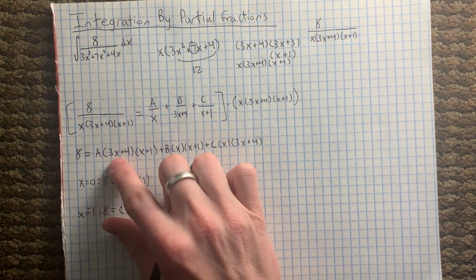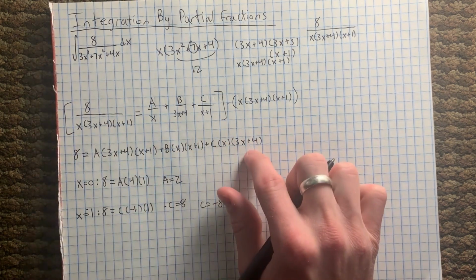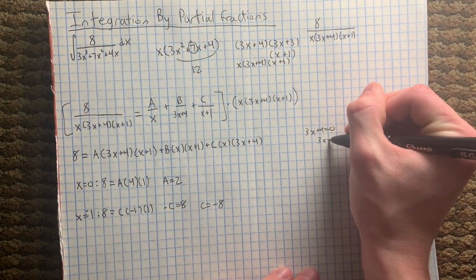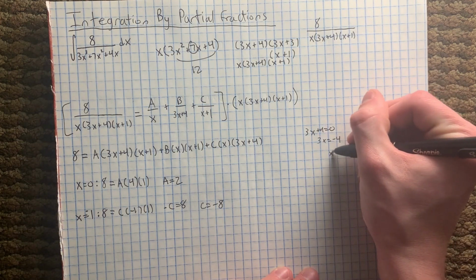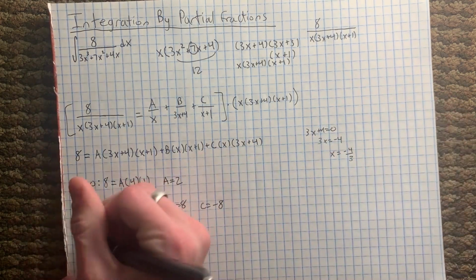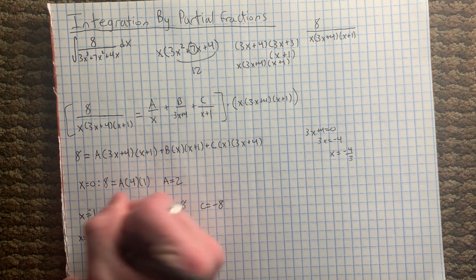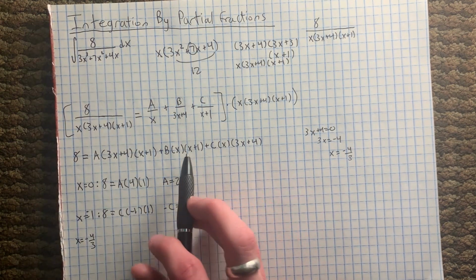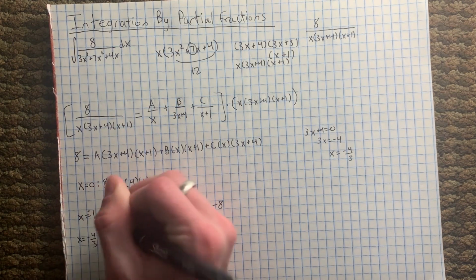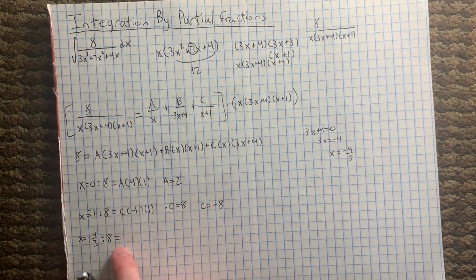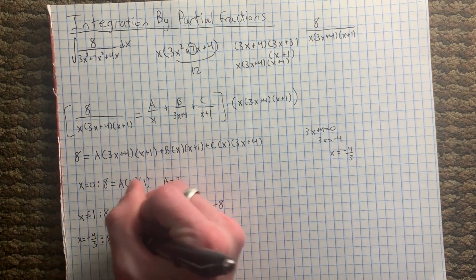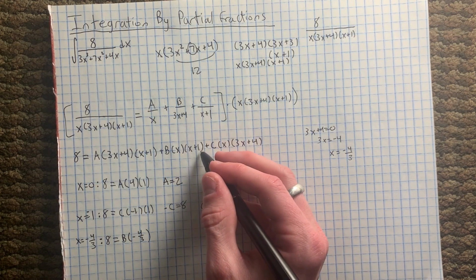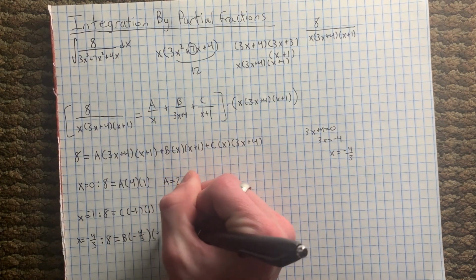Finally, we need to figure out what value of x will make this 3x plus 4 go to 0. We could just check that real quick. So x needs to be negative 4 over 3. So when x is negative 4 over 3, what do we get? Well, like we know, this will go to 0, and that will go to 0. So in the middle here, first we have 8 equals b times negative 4 over 3 times negative 4 over 3 plus 1, which is negative 1 over 3.